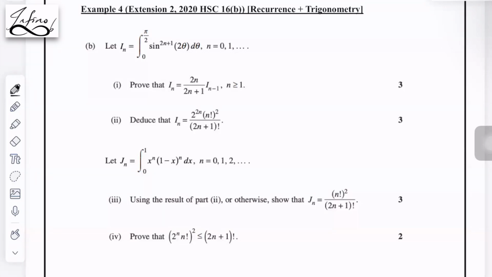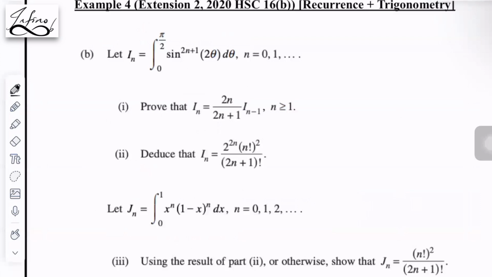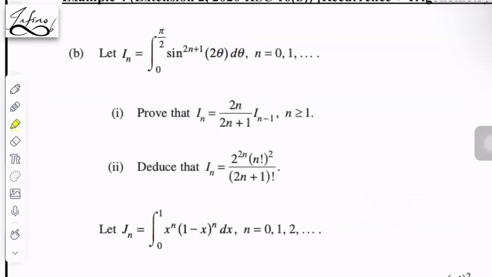So now the question said, let In be the integration from 0 to pi over 2 of sine^(2n+1) of 2 theta d theta, where n goes from 0, 1, up to infinity. And for part 1, if I zoom in a bit, it said, please prove that In is 2n over 2n plus 1 times In minus 1, when n is greater than or equal to 1.